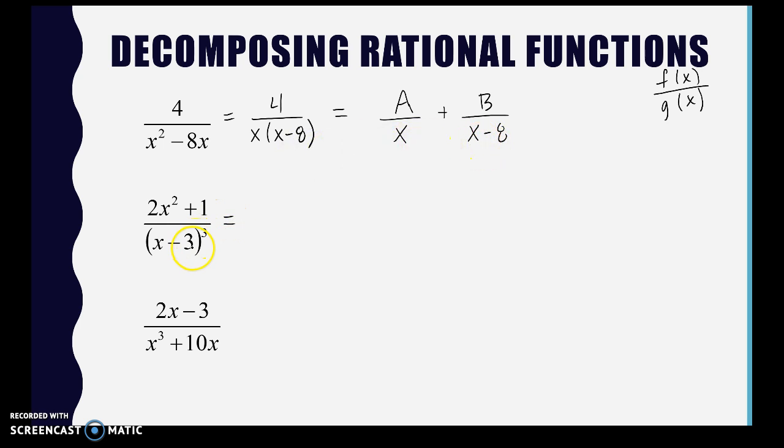The next one, I have x minus 3 quantity cubed. Notice that this factor has a multiplicity of 3. So when we decompose it, each power of x needs to be represented. So a over x minus 3 plus b over x minus 3 squared, and then plus c over x minus 3 cubed.